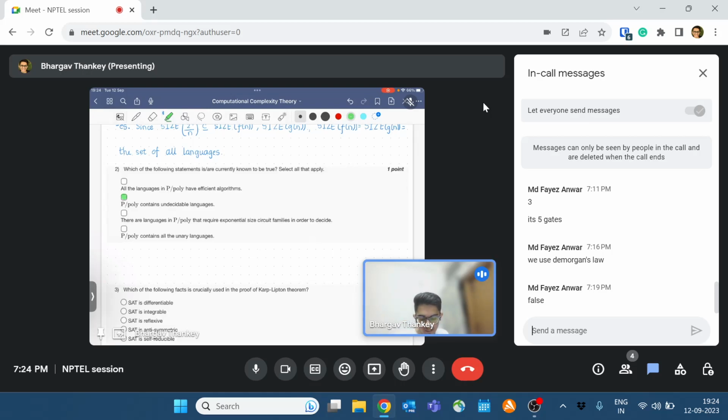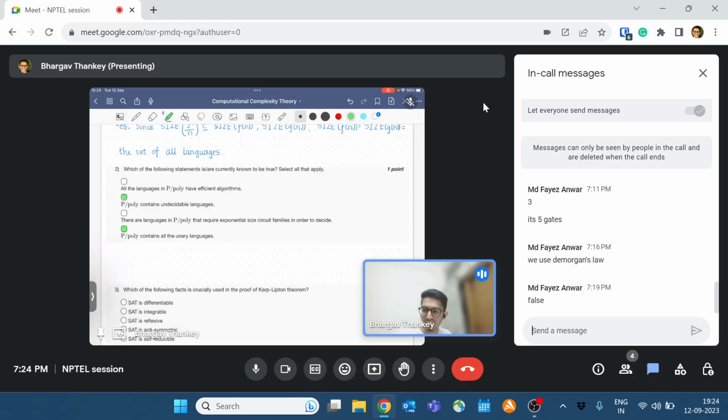What about C? There are languages in P slash poly that require exponential size circuit families in order to decide. This is false because what is the definition of P slash poly? It is the class of all languages which can be decided by polynomial size circuit families. So if a language requires exponential size circuit families, it won't even be in P slash poly. So C is false. And option D is P slash poly contains all unary languages. This is also true.